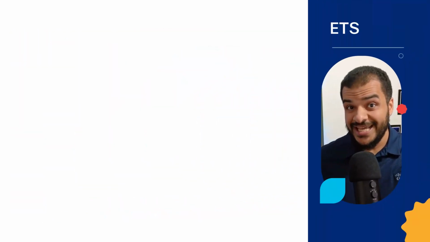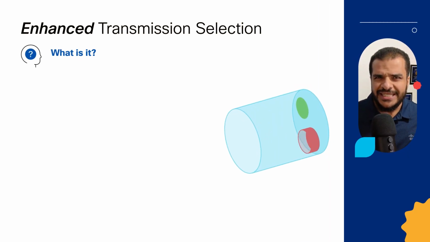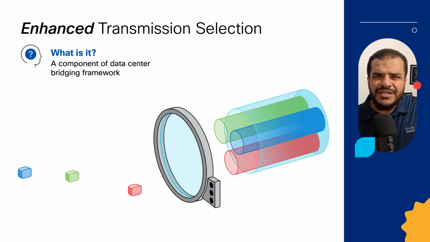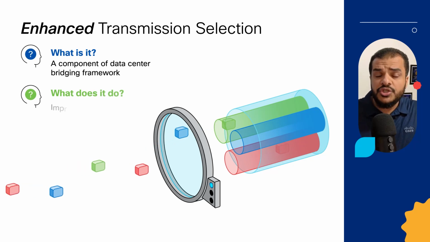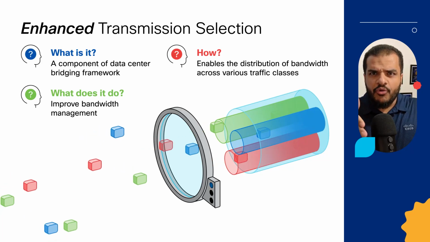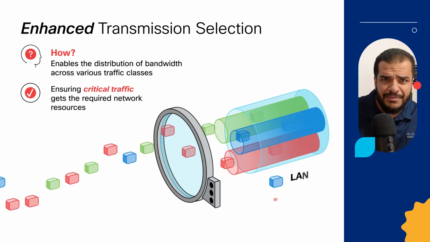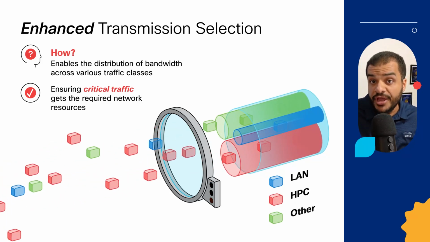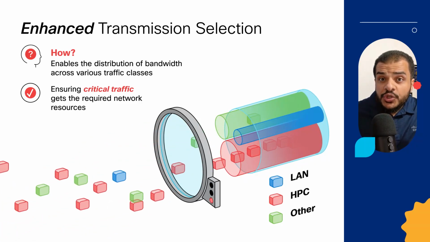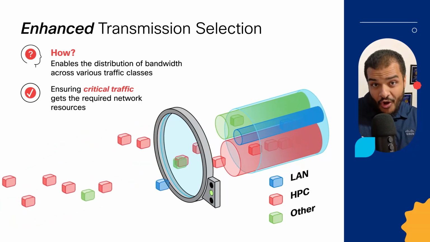and I'm gonna start here with ETS, which stands for Enhanced Transmission Selection. What is it? Enhanced Transmission Selection, ETS, is a component of the data center bridging framework used in modern data centers and modern Ethernet networks to improve bandwidth management. How? Well, it enables the distribution of bandwidth across various traffic classes, ensuring that critical traffic, such as AI and machine learning workloads, gets the required network resources while allowing lower priority traffic to share the network without leading to congestion or packet loss. That's the main target here.